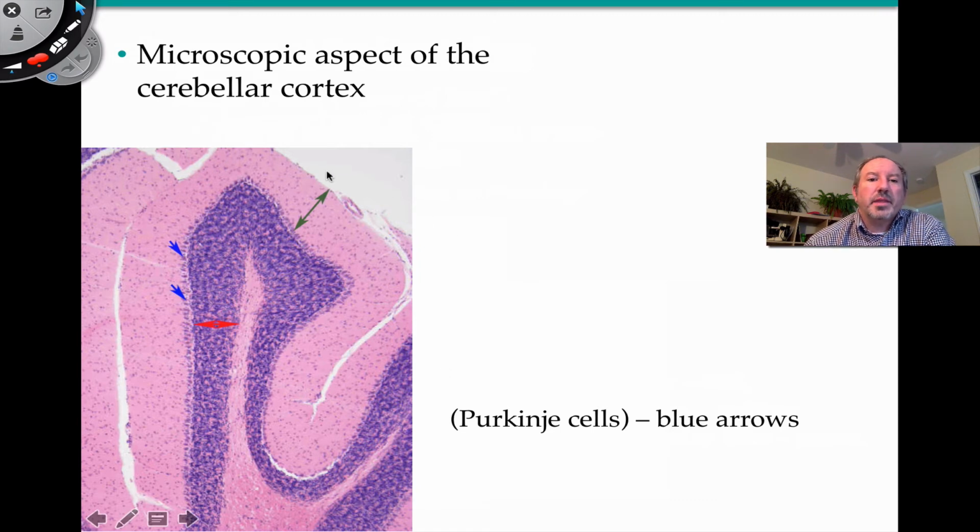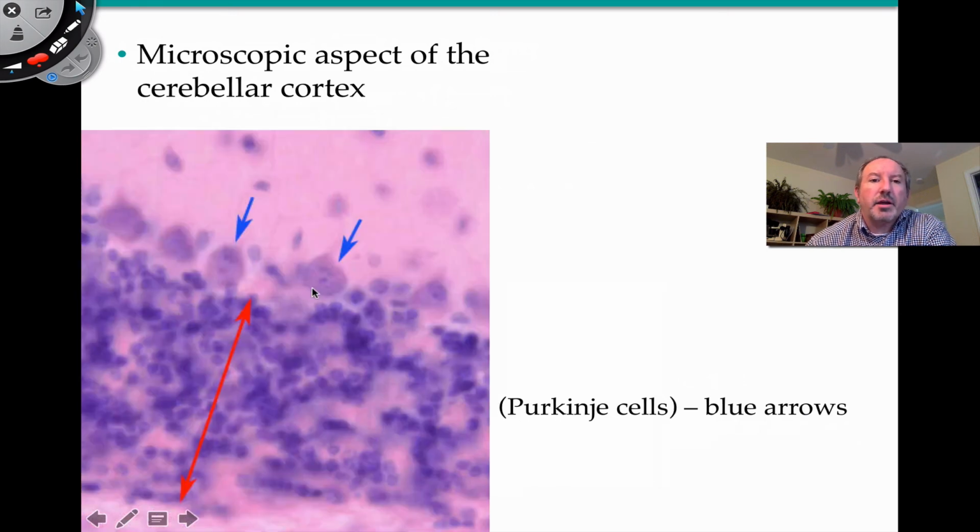So if you're looking up here at the cortex, in other words, the gray area under the microscope, you'll notice here that the blue arrows are pointing to these little structures right here, which is the soma of a special type of cell called a Purkinje cell, named after Purkinje. And so let's take a look under higher magnification right there. Can you see here's the soma and nucleus of a Purkinje cell.